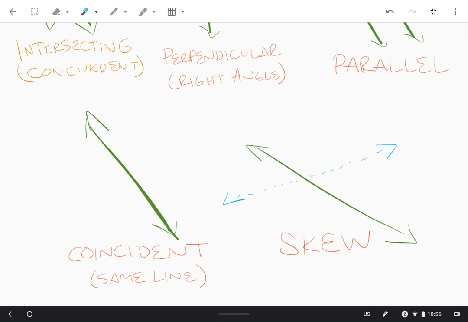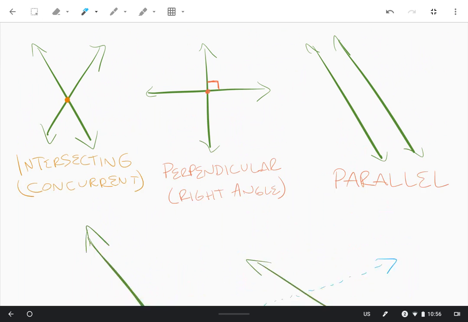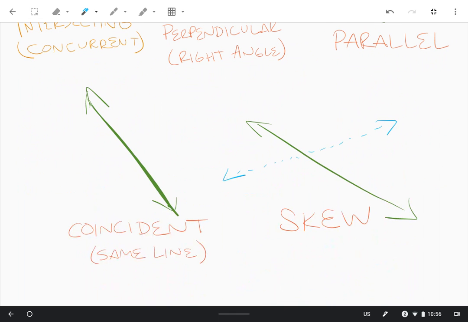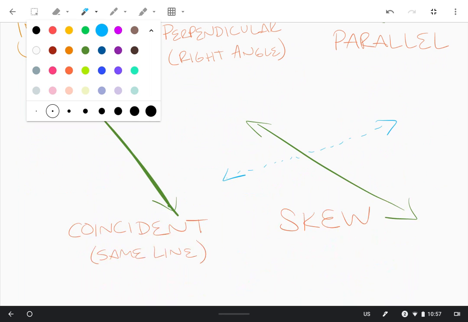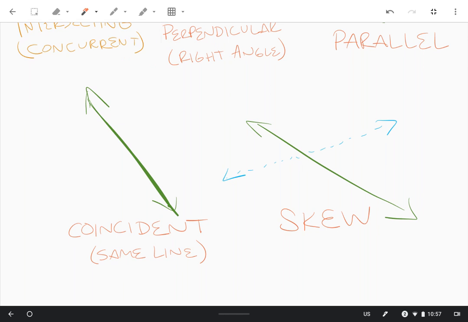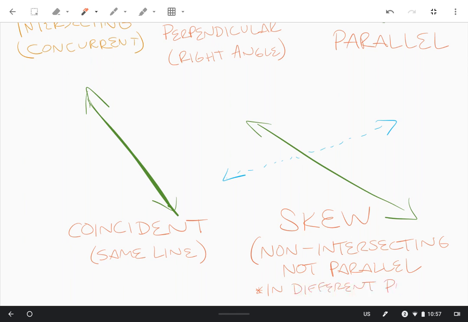We have these 2 lines that exist separate from each other. They don't intersect, but they also aren't parallel, because parallel lines exist in a plane together. Skew lines aren't in the same plane. So like I said, the example here is an overpass going over another roadway. Another way of thinking of skew lines is that they are non-intersecting but also not parallel. So they are in different planes.